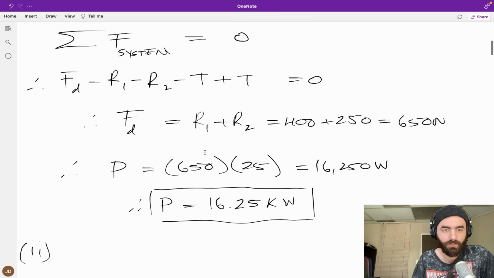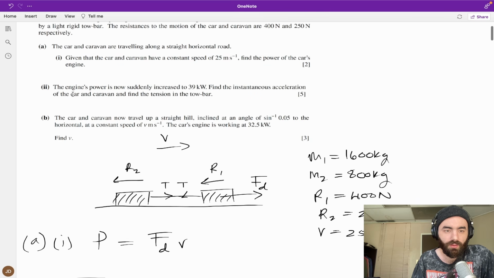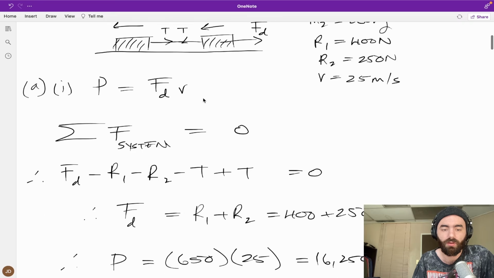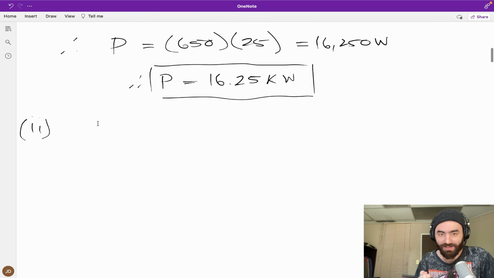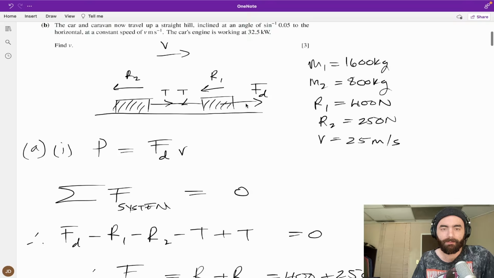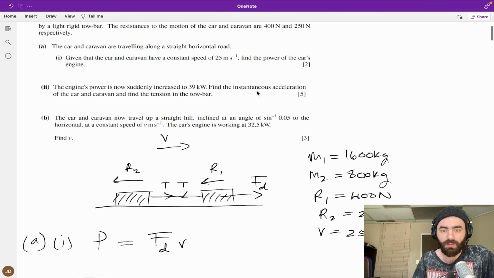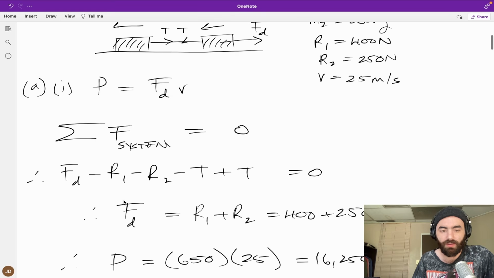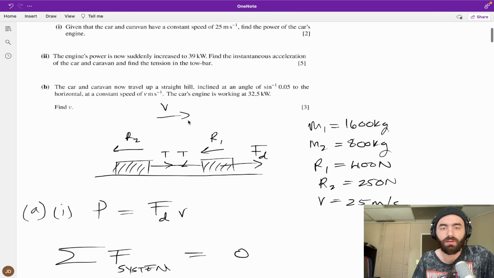Okay. The engine's power is now suddenly increased to 39,000 watts. Find the instantaneous acceleration of the car and caravan and find the tension in the tow bar. So all of a sudden, the power starts producing 39,000 watts. And so if we want to find the instantaneous acceleration, we're going to have to do the same thing as before, but resolving the forces.